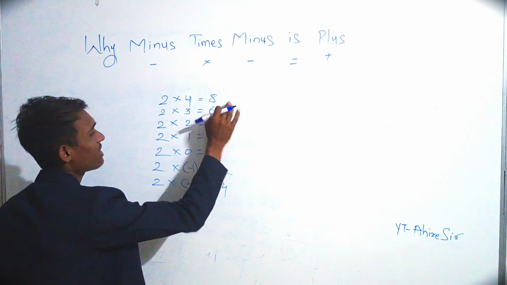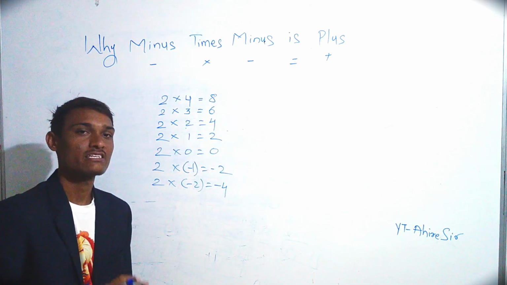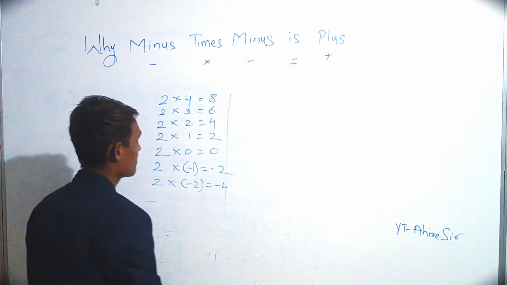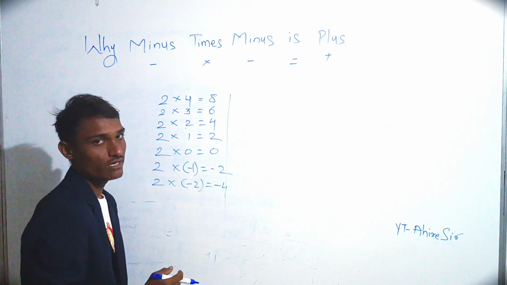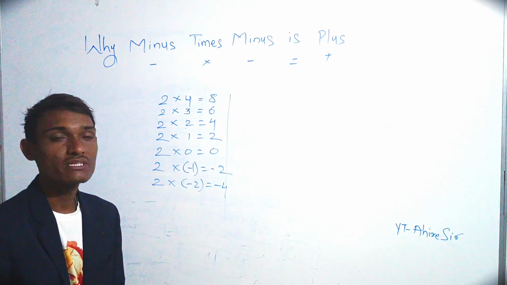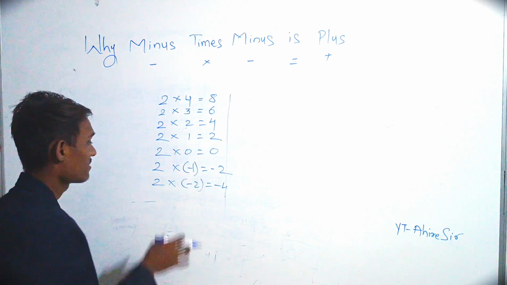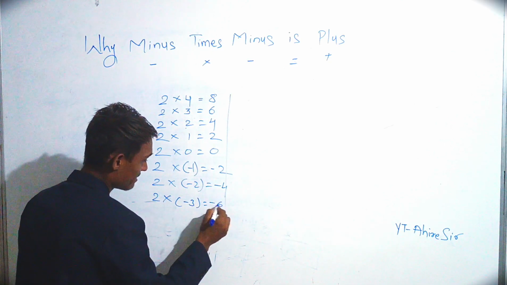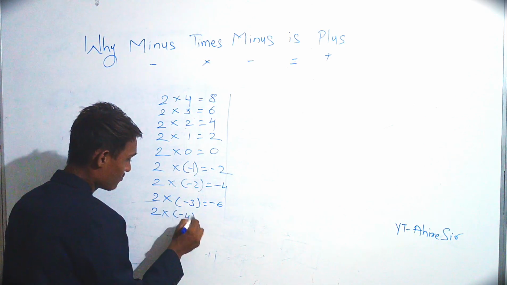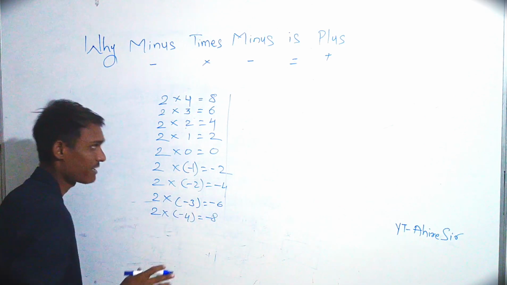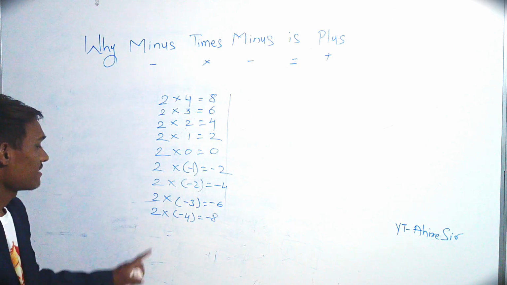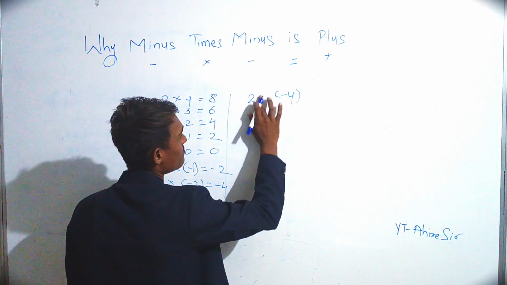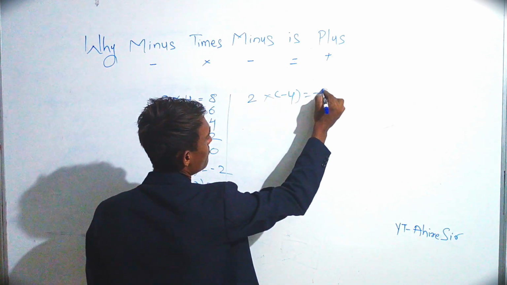Now, we have to prove minus of minus is plus. Let's say we change the sequence of the reducing and the multiplicative. Let's take 2 into minus 3, which is minus 6. 2 into minus 4 is minus 8. By computing the whole sequence, now taking 2 into minus 4, it is minus 8.